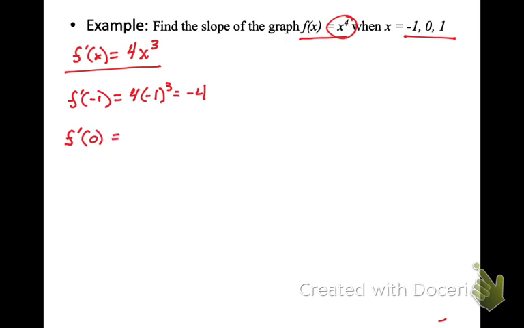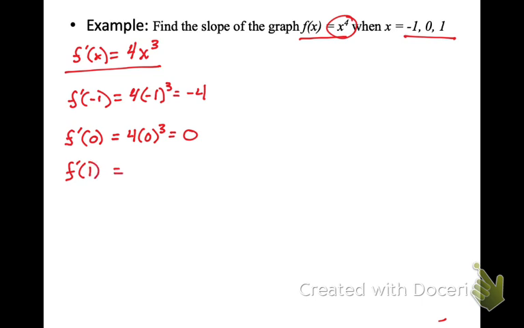At 0, what'd you do? I was being silly. I was trying to cube the 4. You have to cube the 1, not the 4. Okay, so 4 times 0 cubed is just what? Still 0. We're getting there, if we can remember third grade math.